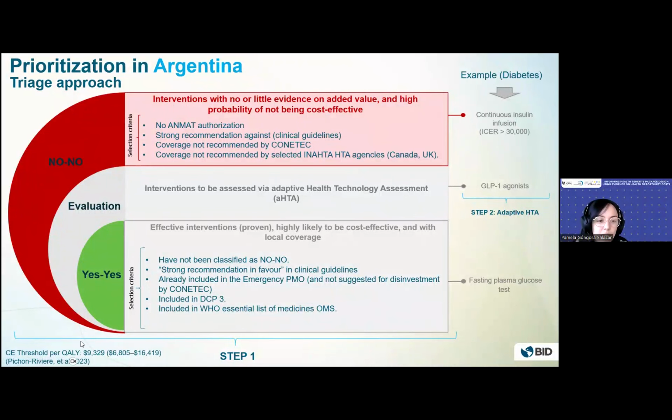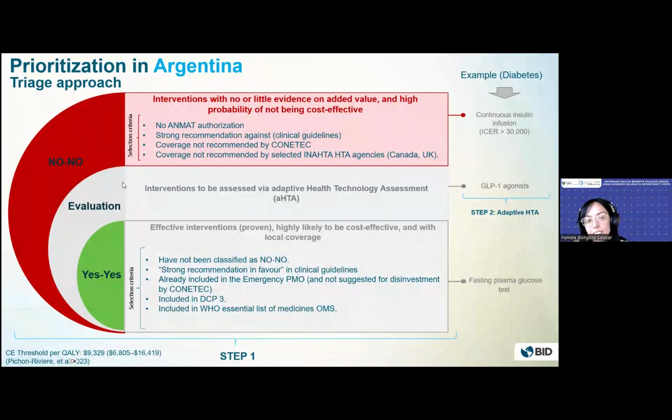And you can see here, the cost effectiveness threshold for Argentina per quality-adjusted life year is about $9,000. And here we have some examples in which, for the continuous insulin infusion, the ICER is quite high. It can actually be greater than $30,000. So it's not really cost effective for the country.